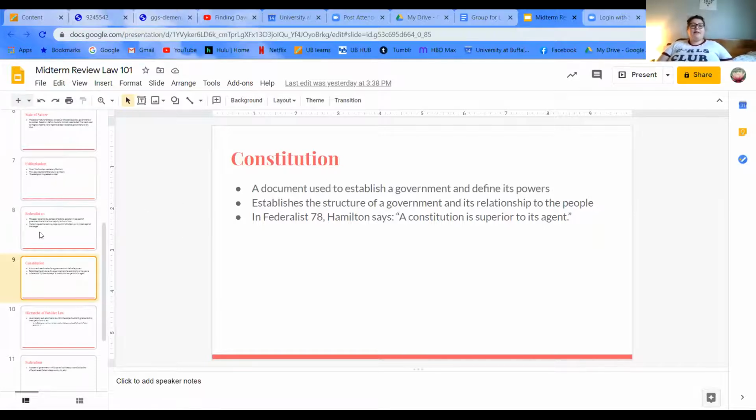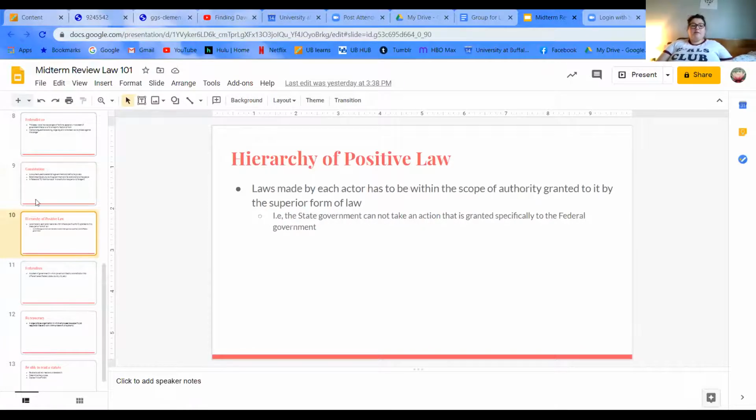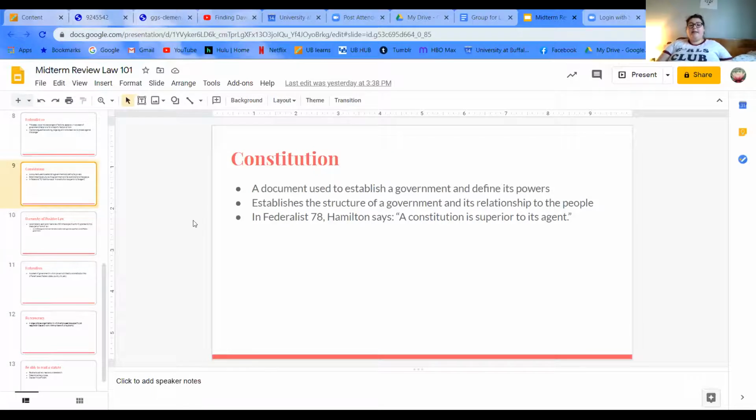So then talking about constitutions and how they're formed. Constitutions are a document used to establish a government and define its powers, establishing the structure of the government and its relationship to the people. And in Federalist 78, Hamilton says the Constitution is superior to his agent, which just means that the ideas in the Constitution are more important than the person who actually wrote them down, and their will to power.